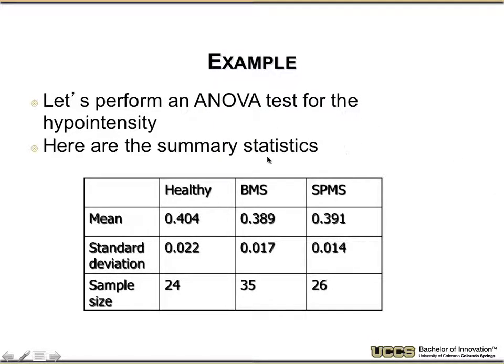Here's our summary statistics: healthy, the benign or early stage MS, and the late stage MS. Here's their means, here's their standard deviations, and here's their sample size. With that data, it gives you a general feel. Do you think there's a difference between healthy, benign, and late stage? Here's the differences in means, the standard deviation, the sample size. Are those different? Now, imagine that this is actually not healthy, benign, whatever.